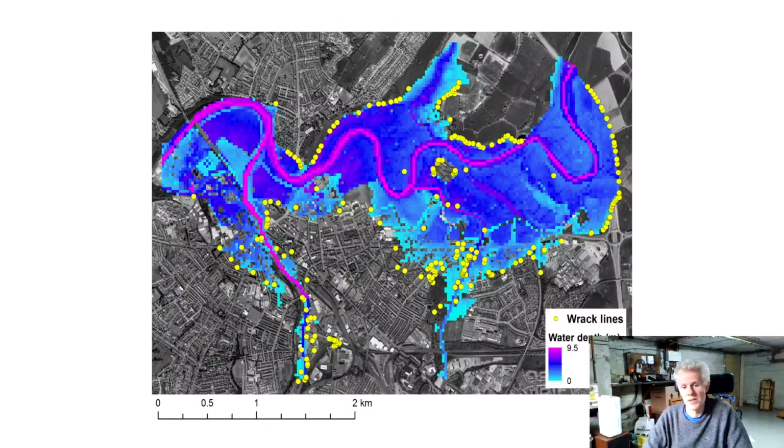Here's an example where it's been used to map inundation modelling in Carlisle, when we have a known flood event. The yellow dots are where we have surveyed trash lines, the extents of where the flood water had gone, and here we can see the model outputs running through the middle.